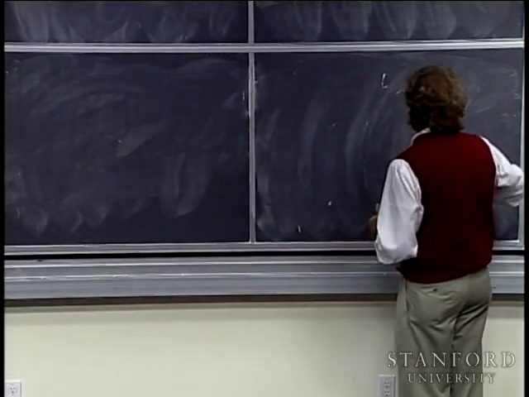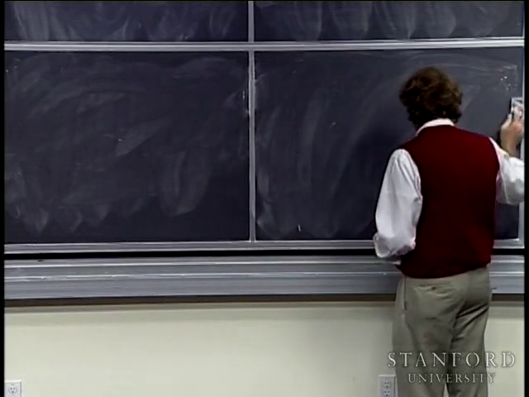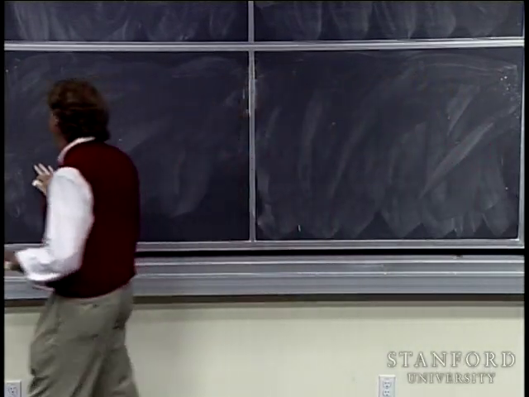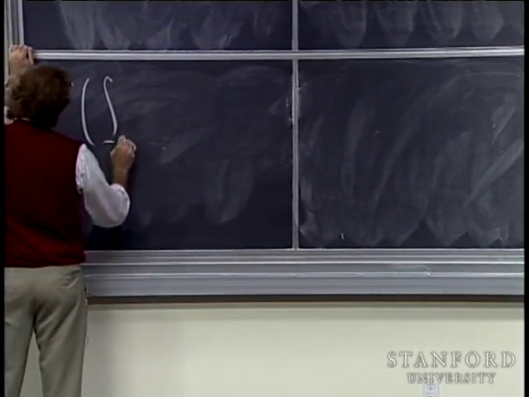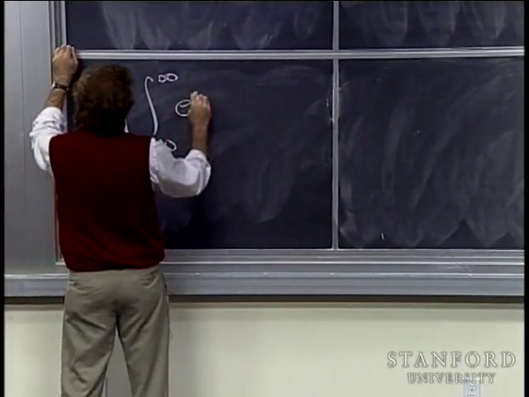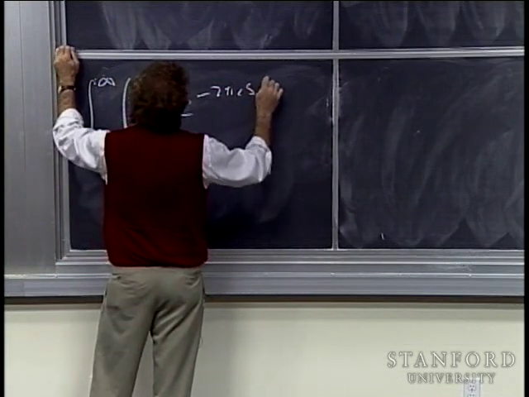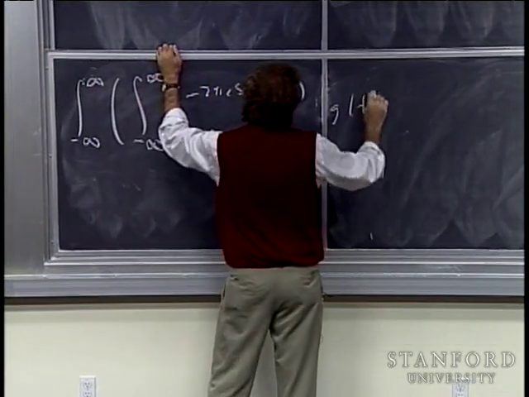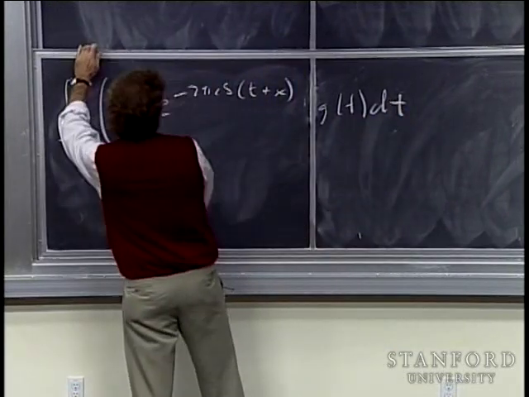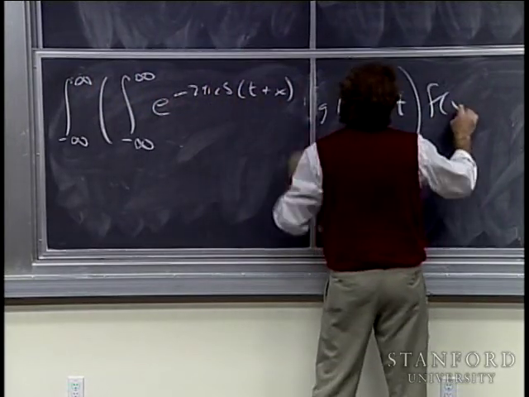Now the variables are coupled, really. So I'm going to write this as the integral from minus infinity to infinity, the inside integral, integral from minus infinity to infinity, e to the minus 2 pi i s times t plus x, g of t, dt, and then the result is integrated against f of x dx.